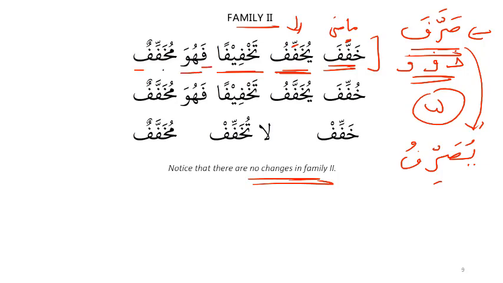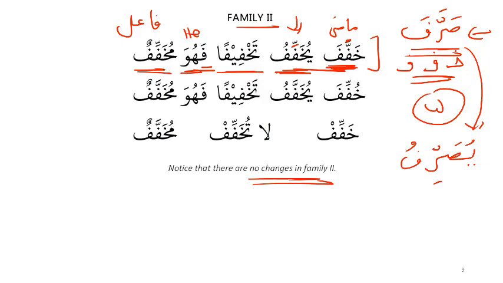Fahuwa mukhaffafun. Fa means so. Huwa, he. Mukhaffafun. This is the fa'il. So this is just the way sarfe saghir is memorized. So we go fa'il madi, khaffafa, fa'il mudare, yukhaffifu, masdar, takhfifan, fahuwa mukhaffafun. Fahuwa, so it's basically a prefix to the fa'il. First, so huwa, he, being the one who does this action. The one who does this action is called a mukhaffif.